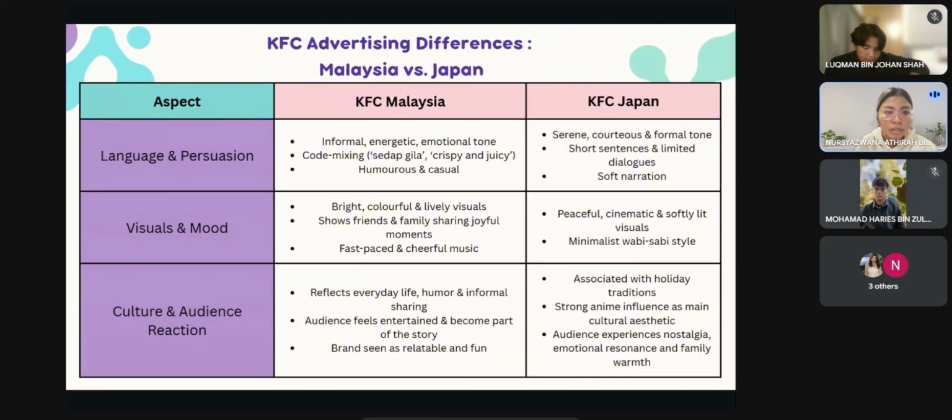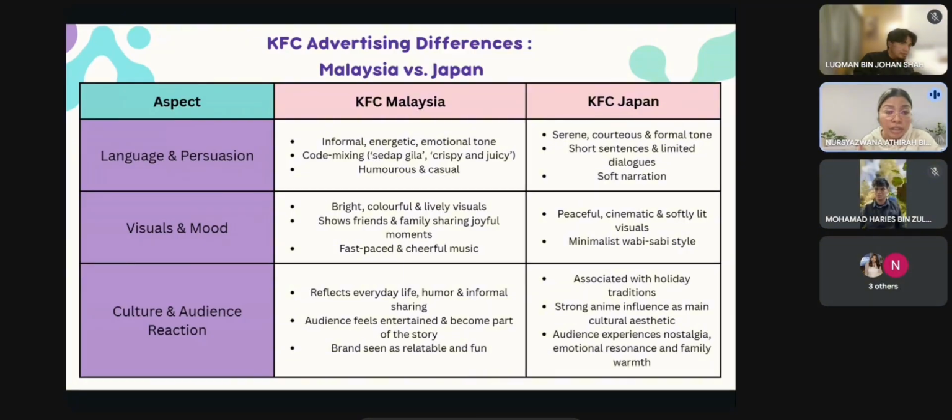As for the visuals and moods, Malaysian KFC ads often use bright, colorful and lively visuals, showing friends and family enjoying moments together with fast-paced, cheerful music. Japanese ads, however, are peaceful, cinematic and softly lit. They include a minimalist wabi-sabi style and prominently feature anime-inspired elements such as expressive characters, emotional gestures, and detailed backgrounds to evoke nostalgia and emotional connection.